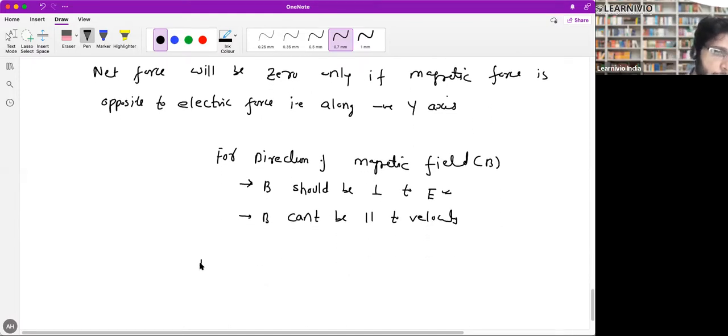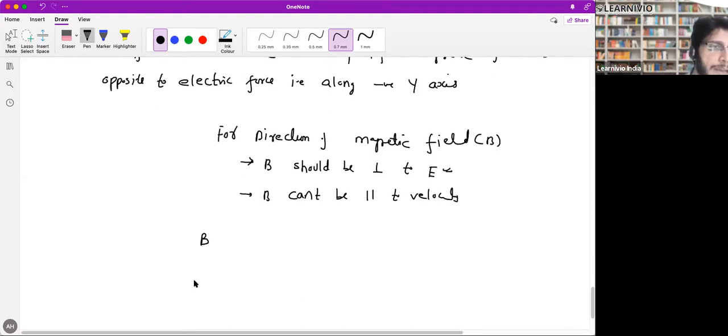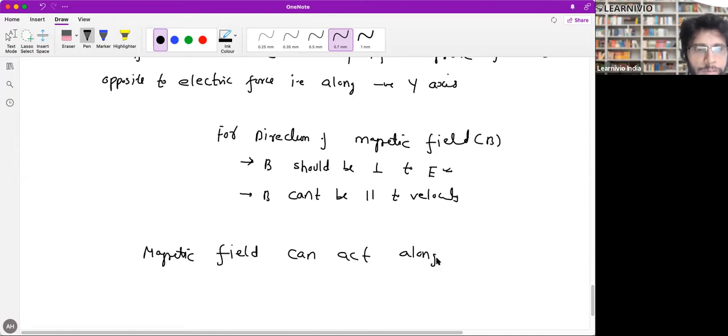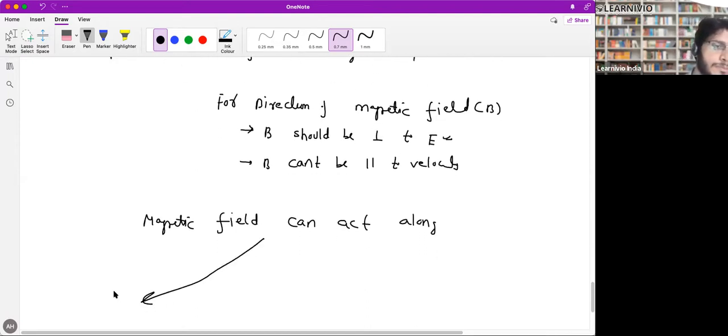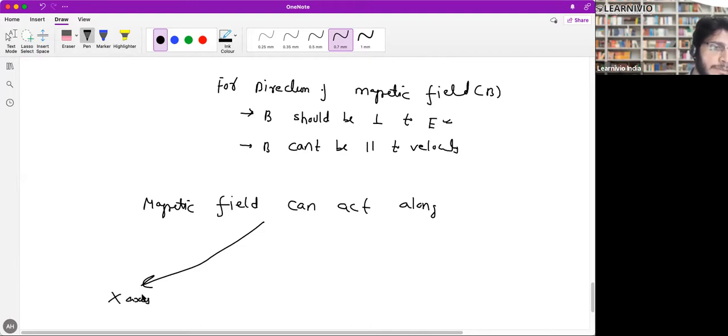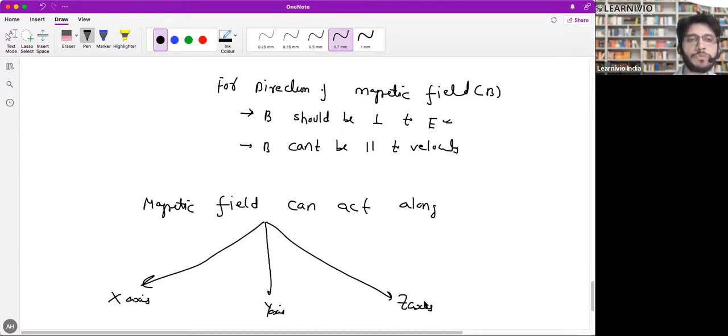Now let's check. What options do we have? Magnetic field can act along x-axis, y-axis, z-axis. Now we have 3 options, 3 possibilities. We will rule out 2 of them by using these 2 logics.